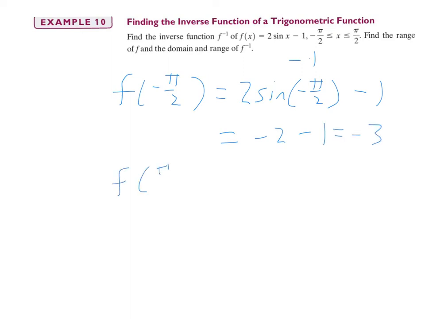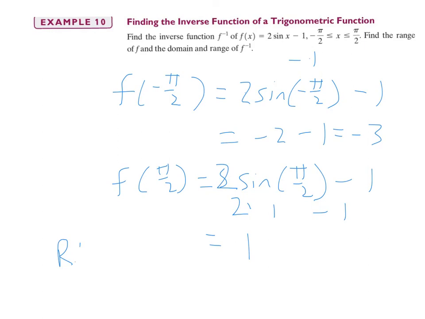And f of pi over 2 would be 2 times the sine of positive pi over 2 minus 1. Sine of pi over 2 is positive 1. Multiply that by 2, 2 times 1 is 2. Minus 1 is 1. So that tells you the range of our original function is from, actually, it would be from negative 3 to 1, rather.